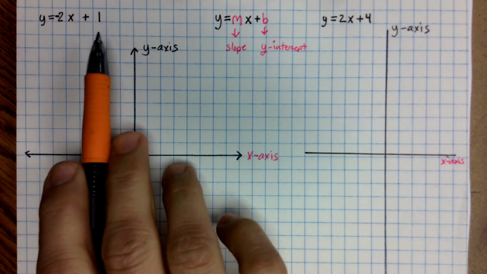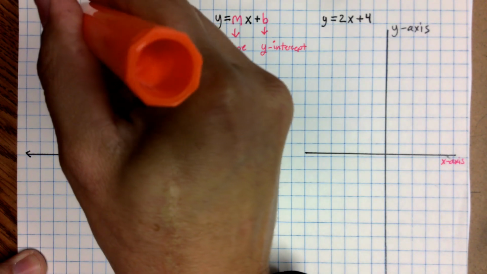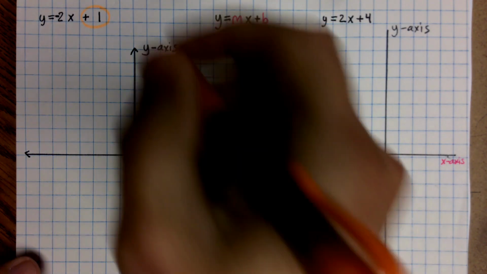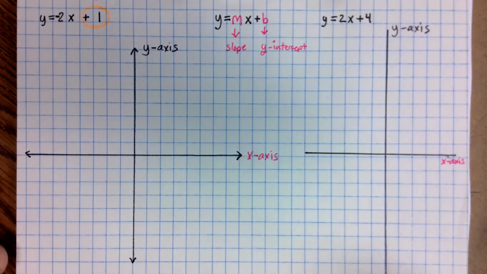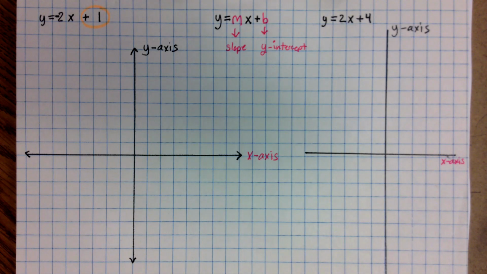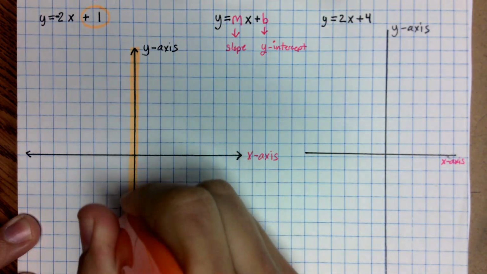So if I look at this first equation here, I'm going to go ahead and use my highlighter, and I'm just going to circle my y-intercept. That right there, that value of 1 is my b. In other words, it is my y-intercept. So all I have to do is go to the y-axis, and when I say y-axis, that is going to be the axis that runs up and down.